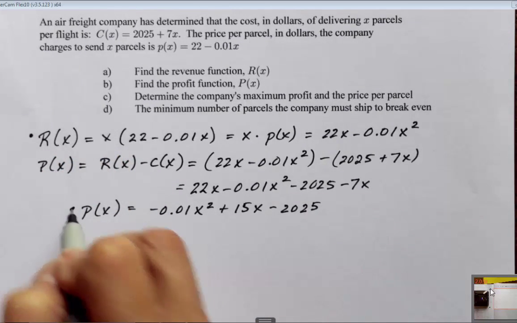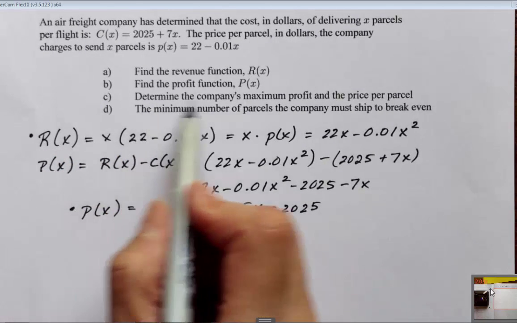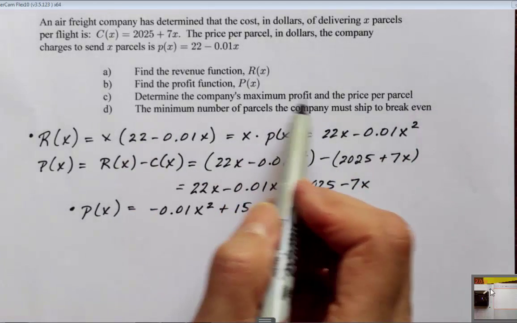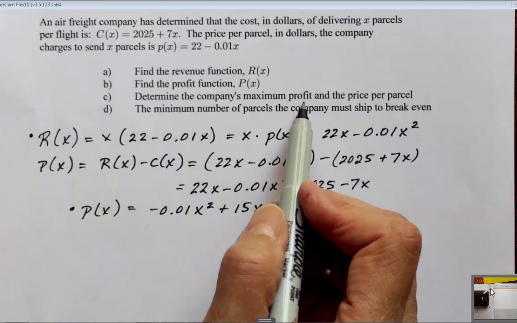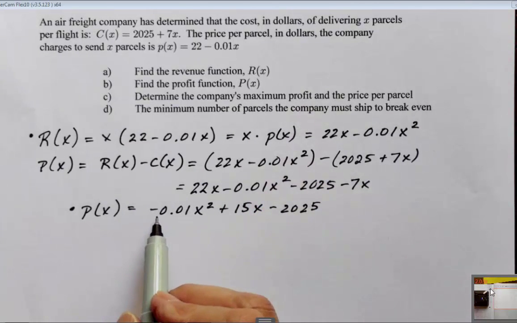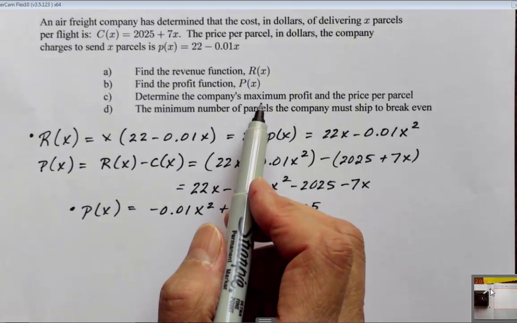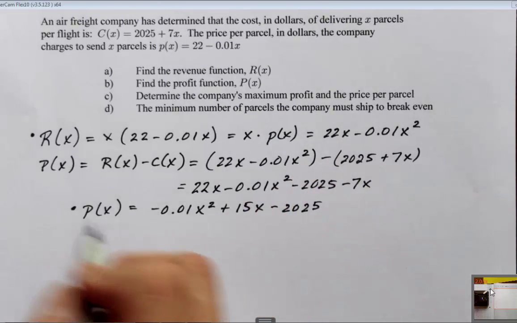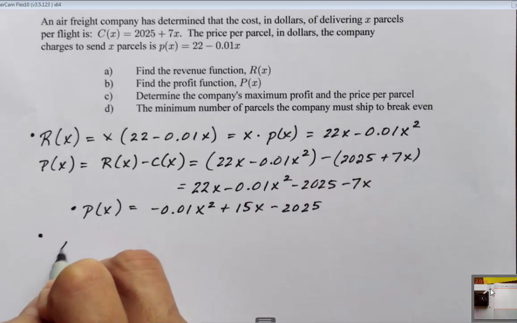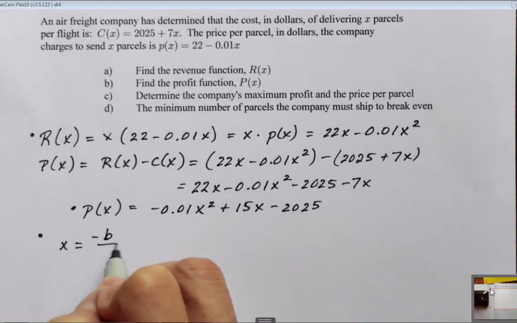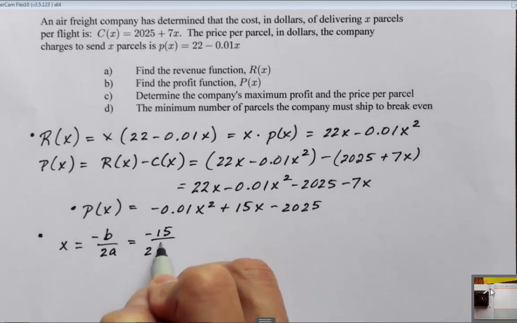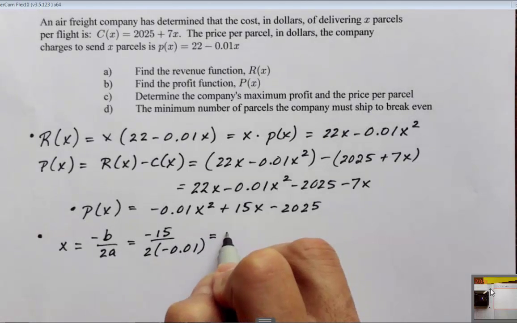So this is step 1, or A. This was B. C says to determine the company's maximum profit and the price per parcel. The maximum profit is going to be obtained when we get to our vertex, and since we have a parabola opening down, our vertex is going to be that maximum value. So we're going to use our vertex formula, and we know that x is equal to negative b over 2a, negative 15 over 2 times negative 0.01. So that gives me 750.